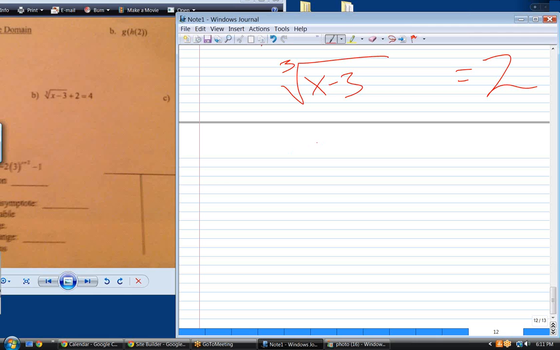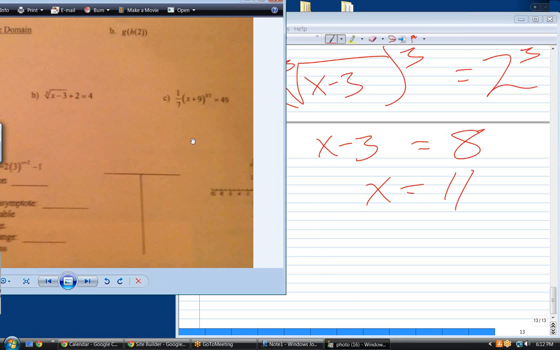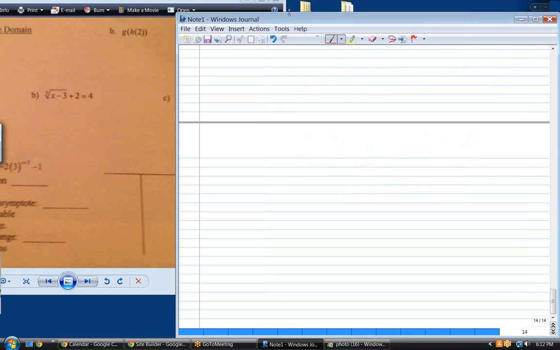So what do we have now? x minus 3, we're cubing both sides. So it'd be 8 on that side, and then x... no, this is no longer squared. In other words, when we cubed it, we lost the radical sign. So x is equal to 11. And notice that works. You put in 11 here, you get the cube root of 8, which is 2. So 2 plus 2 equals 4. That was a lot easier.